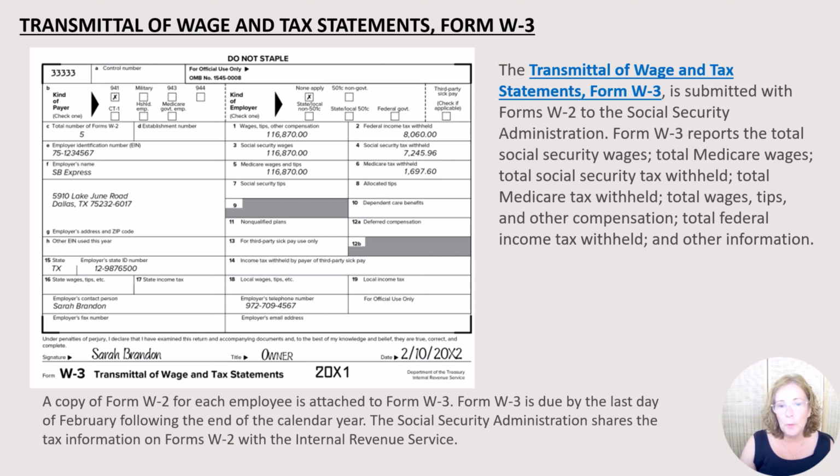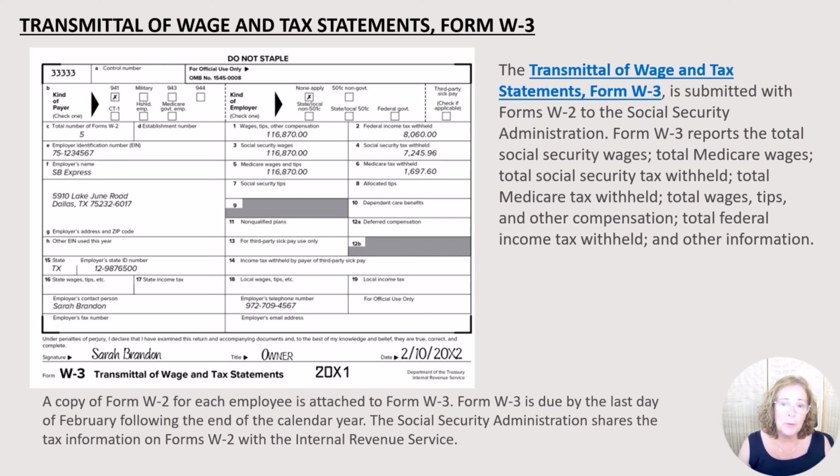A copy of Form W-2 for each employee is attached to Form W-3. Form W-3 is due by the last day of February following the end of the calendar year. The Social Security Administration shares the tax information on Forms W-2 with the Internal Revenue Service. The transmittal of wage and tax statements, Form W-3, is submitted with Forms W-2 to the Social Security Administration.